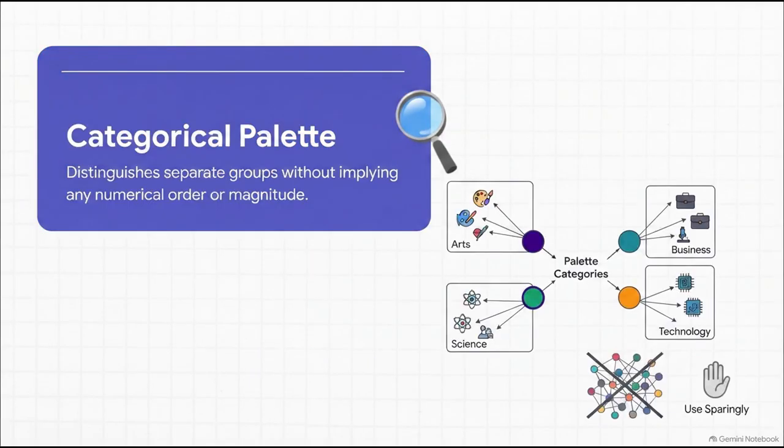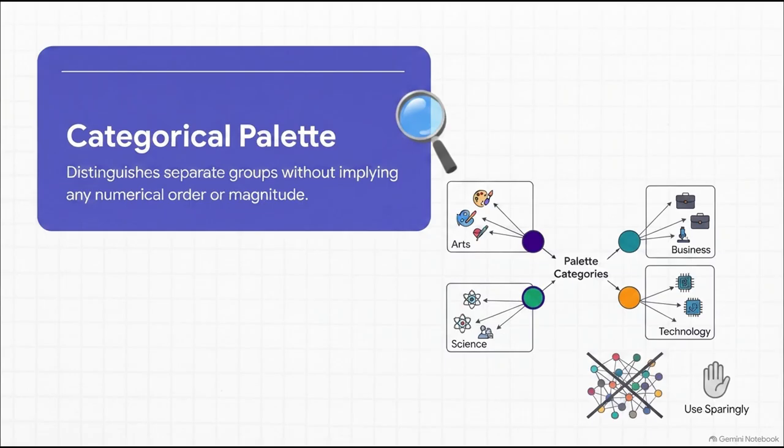The third type is the categorical palette, sometimes called a qualitative palette. Now, unlike the other two, this one does not imply any numerical order, magnitude, or progression at all. It simply separates distinct items into different groups. If you're designing a chart comparing 4 corporate departments, say arts, business, science, and technology, 4 distinct colors let viewers instantly see which data point belongs where.